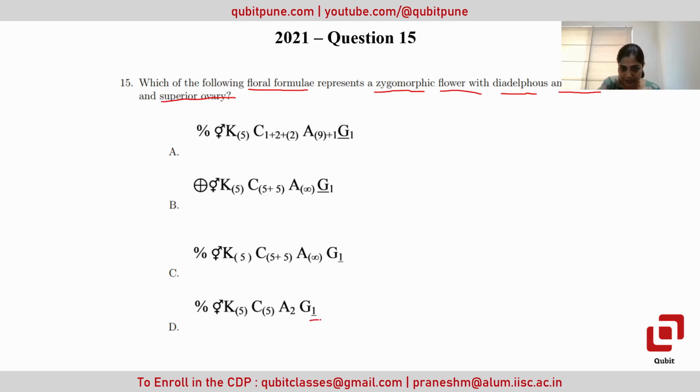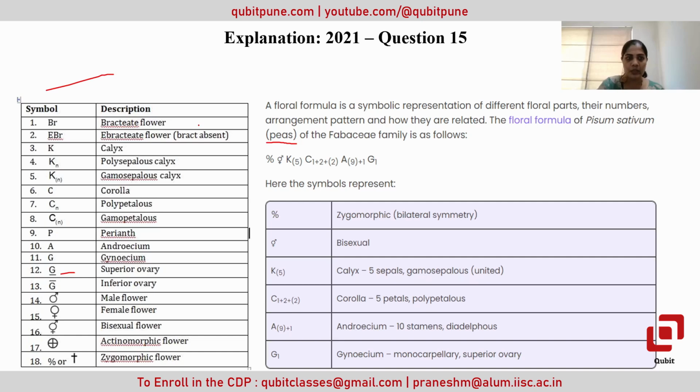If the dash is present below 1, that is definitely not the case. The dash should be present below G, which is the gynoecium, referring to the female reproductive part. So this is the ovary, and you can easily eliminate these two options first. Then amongst the rest, this is the sign for zygomorphic flower. Even if you don't understand diadelphous androecium, if you are clear with the zygomorphic flower, then you can easily select option A. So try to remember these kinds of things.